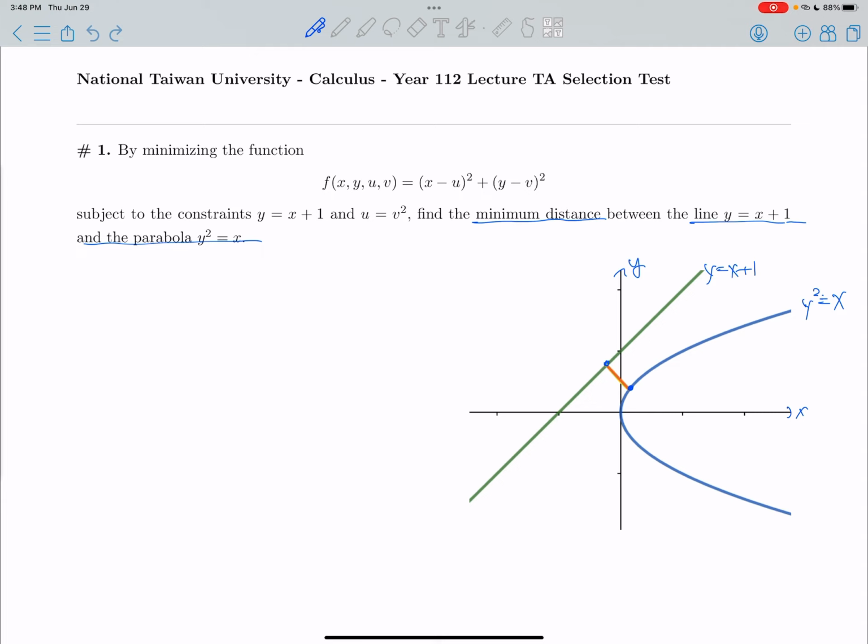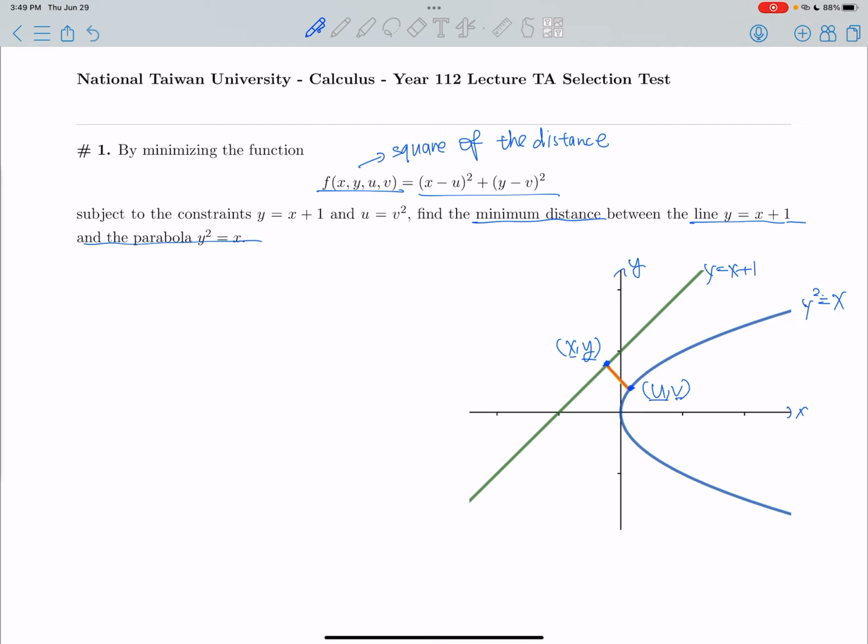We can consider the function f, a function of x, y, u, and v. And why can we do this? Since here we view a point on the line and call it x and y, and the point on the parabola we call it u, v. And so the square of the distance is just x minus u squared plus y minus v squared. So this is just the square of the distance.